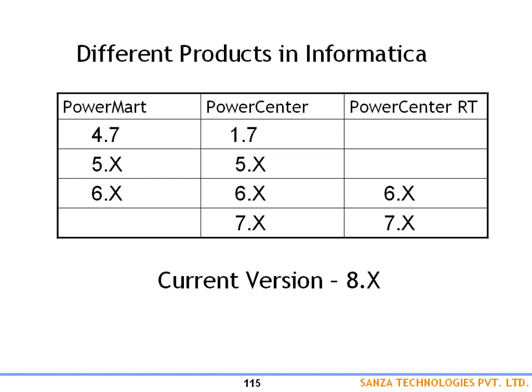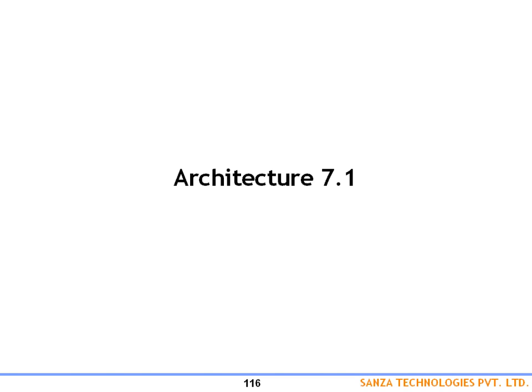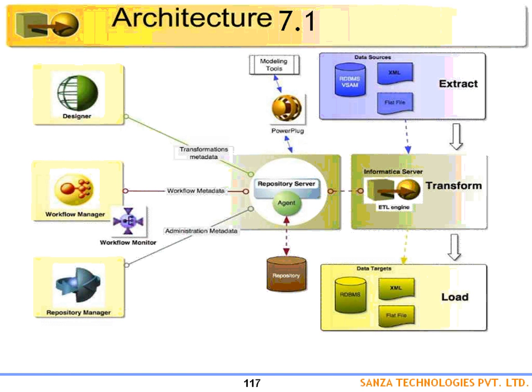The current version of the Informatica product in the ETL space is 8. We will be training you on version 7 of Power Center, so we are going to discuss the architecture of 7.1. Informatica sells this Power Center 7.1 architecture. It has 2 servers. Basically, this product has 2 components: one is the server component, the other is the client component.